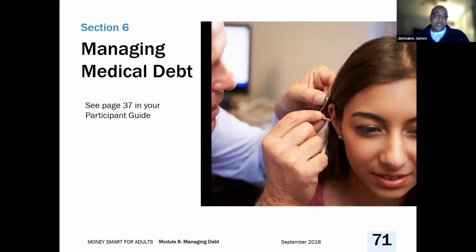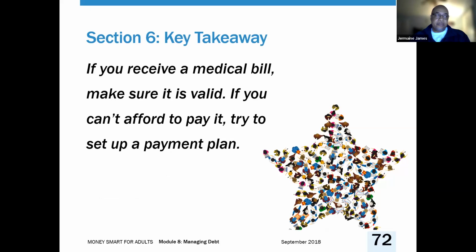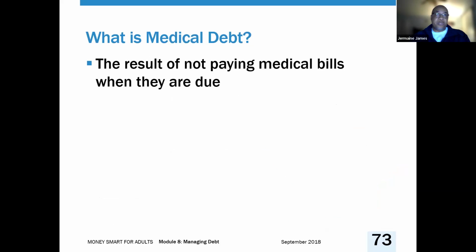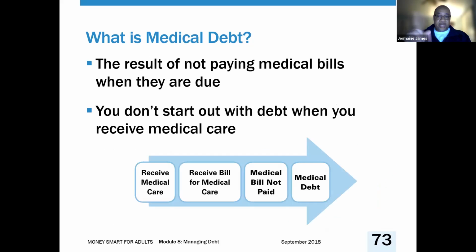Section 6, managing medical debt, which will be found on page 37 in your participant guide. To kick off our section, like every other section we've covered, key takeaways: if you receive a medical bill, make sure it's valid. If you can't afford to pay it, set up a payment plan. And we'll ask the question, what is medical debt? Medical debt is essentially the result of not paying medical bills when they're due. You don't start out with debt when you receive medical care, right? So you receive medical care, you receive the bill for the medical care. The medical bill not paid becomes medical debt.